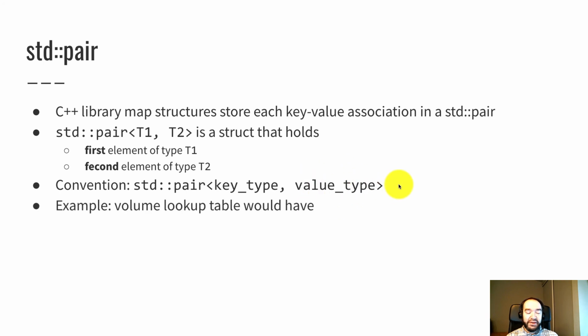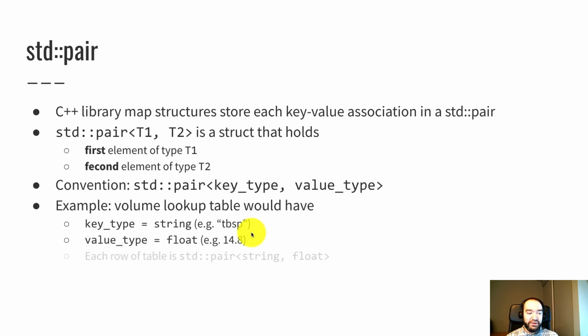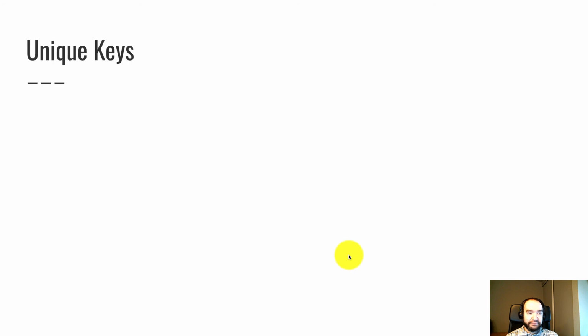So for example, the unit of volume lookup table would use key type as a string, for example, TBSP, tablespoons. Value type is float, like 14.8. So every row of the table, which stores one association, would be a pair of string, comma, float.